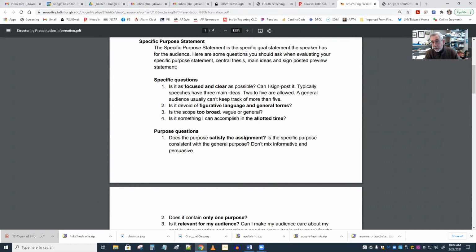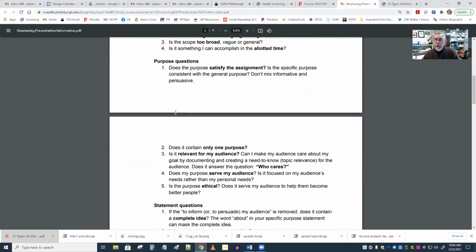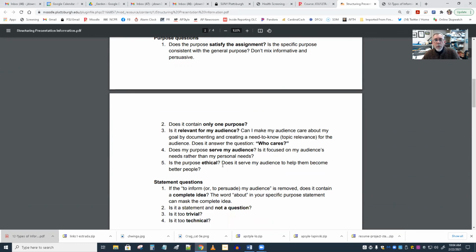Okay. Specific, and this is the stuff we went over. The specific questions: is it specific enough? In other words, is it focused and clear? Does it use language that is figurative, like exaggeration or very slangy? We don't want a lot of metaphor, simile, or other literary devices in our SPS. That makes it less specific. Is it too broad or general? And also, can you accomplish it in the allotted time? We have to evaluate our SPS to see if it fulfills all the criteria.